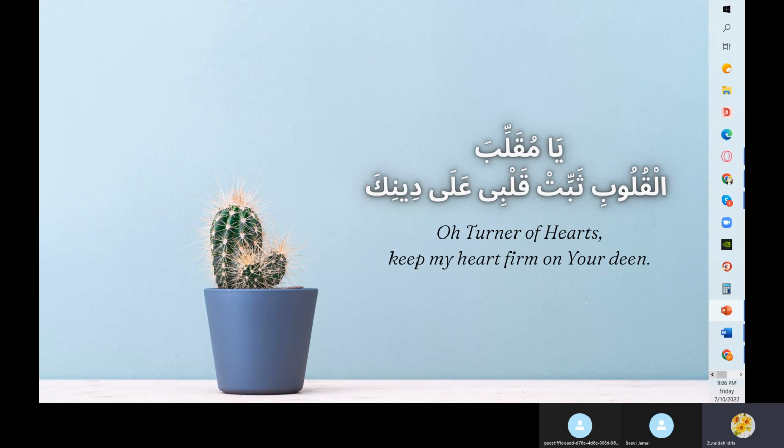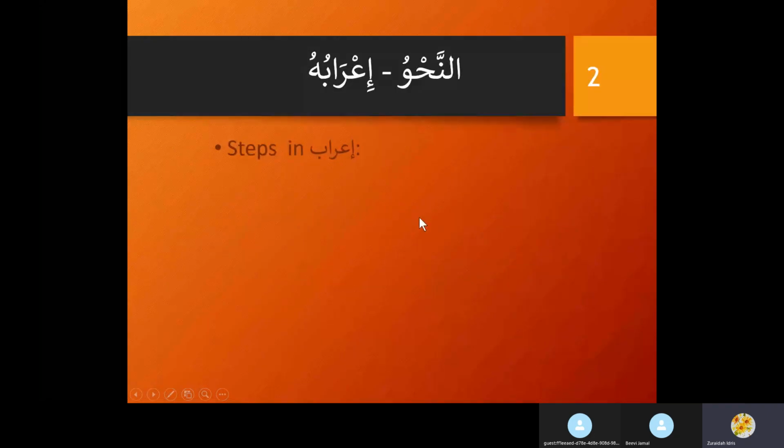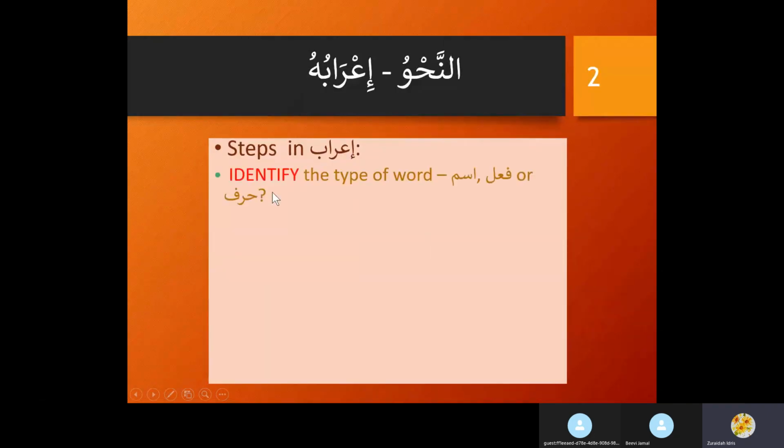So what we did last week, because Sister Bibi wasn't here, we basically went through what needs to be done when we do I'rab. And we know that first you need to identify the word that you're making I'rab for, whether it's a fi'il, isim, or a harf. So we know what an isim looks like, a fi'il looks like, and what a harf looks like. This one we will get better and better at as we go along doing our I'rab of Surah Yasin.